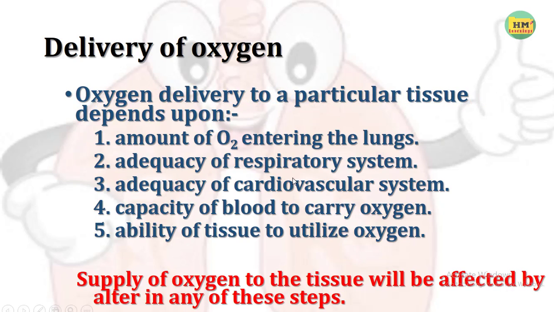I have already explained that the oxygen delivery to a particular tissue will depend upon the amount of oxygen entering the lungs, the adequacy of the respiratory as well as the cardiovascular system, the capacity of the blood to carry the oxygen, and then the ability of the tissue to utilize the oxygen. The supply of oxygen to the tissue will be affected by an alteration in any of these steps. How the alteration in these steps will lead to hypoxia, we will now see.